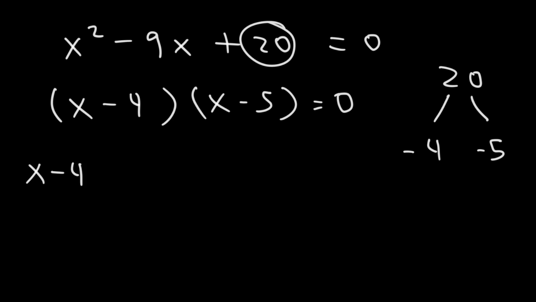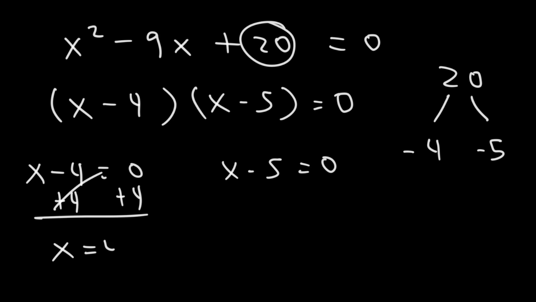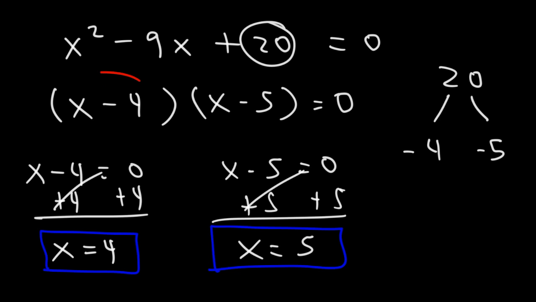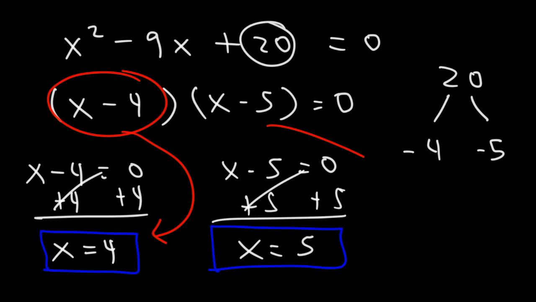Now let's set each factor equal to 0. So for this one, we're going to add 4. And for the other one, we're going to add 5 to both sides. So the solution for this quadratic equation is x is equal to 4 and 5. So once you get to this part, to find the answer, simply reverse the sign from negative to positive.